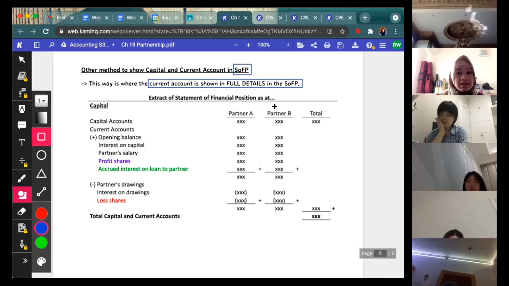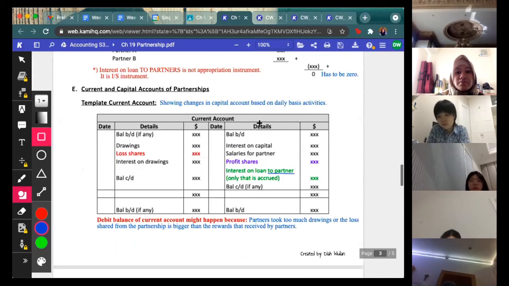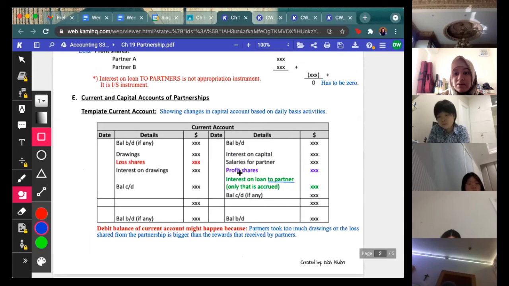You only have the capital account, but the question asks you to directly calculate plus and minus inside the SOFP. Now we know the items in the current account already. We know which ones increase the capital and which ones decrease the current account and capital. All of these are adding to the current account, eventually adding to the capital. These items will decrease the current account as well as the capital.